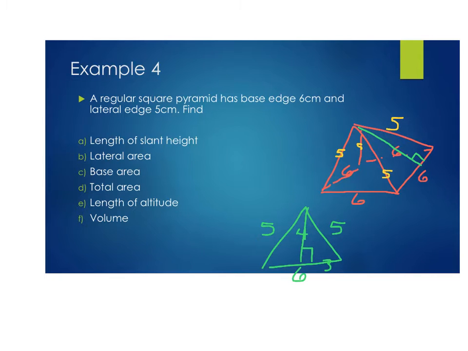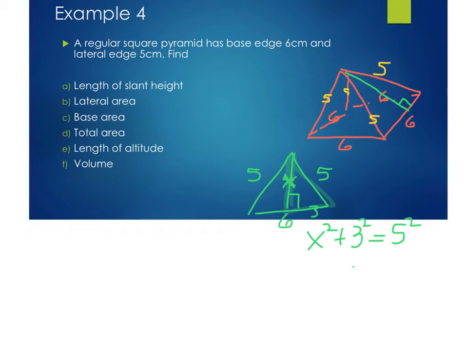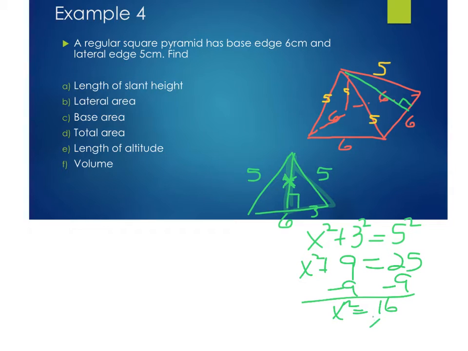All right, if you don't remember the Pythagorean triples, what we're going to do instead is use the Pythagorean theorem. So I have a right triangle here. I'm going to do x squared plus 3 squared equals 5 squared. A 3, 4, 5 is a Pythagorean triple. So I'm going to do 9, 25, and then move the 9 over. x squared equals 16, square root it, and my slant height is 4.